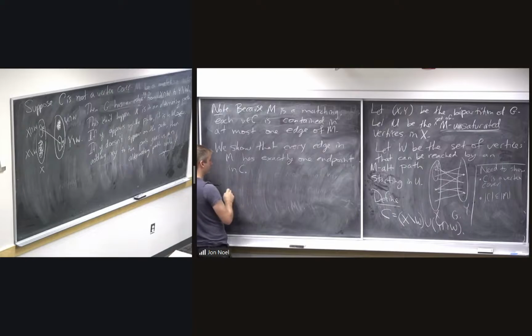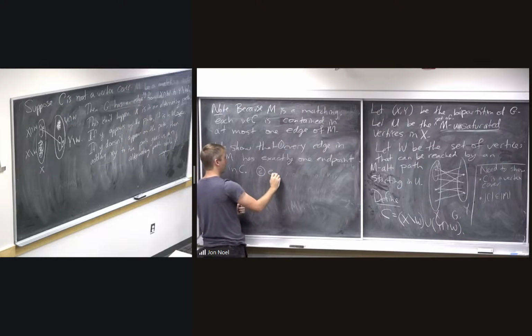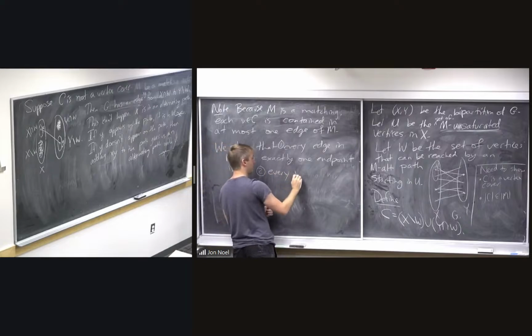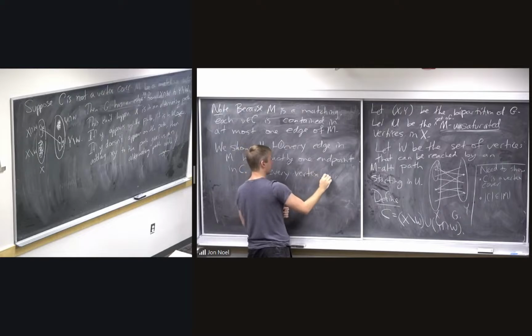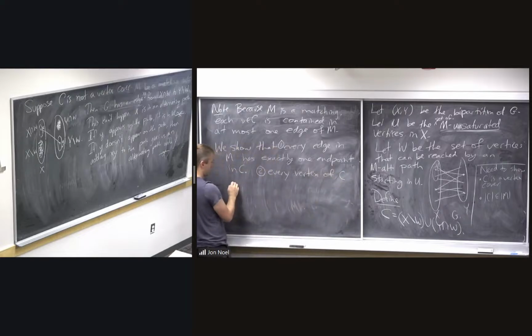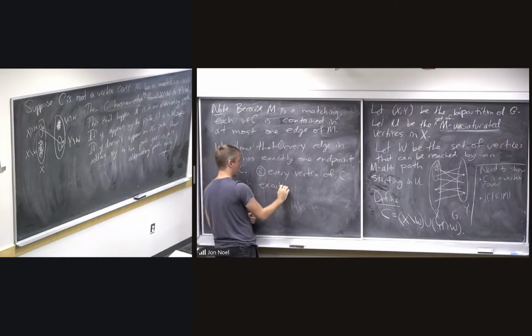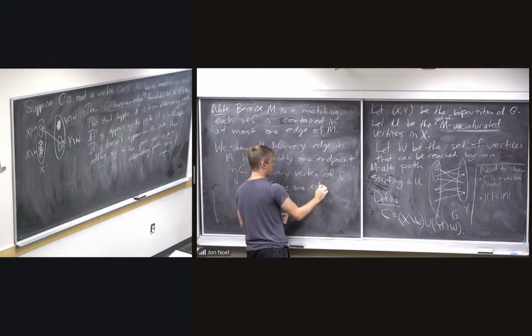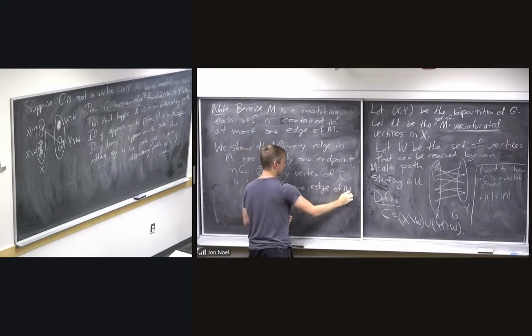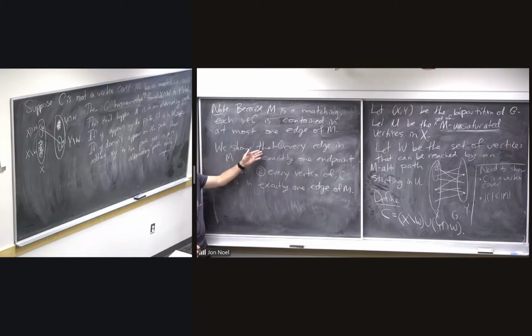I also want to show two things. Let's call them 1 and 2. I want to show every edge has exactly one endpoint in C. And secondly, I want to show that every vertex of C is in exactly one edge of M. Okay. I already know that it's in at most one edge of M, but I need it to be exact.